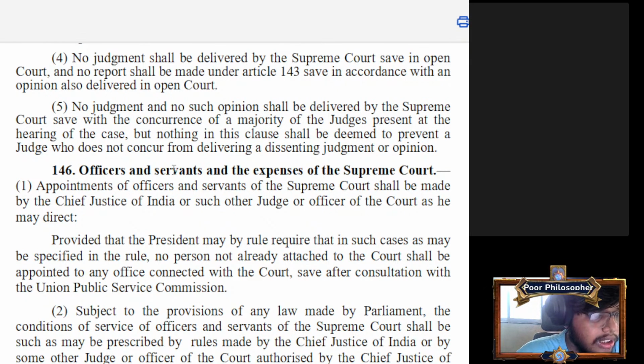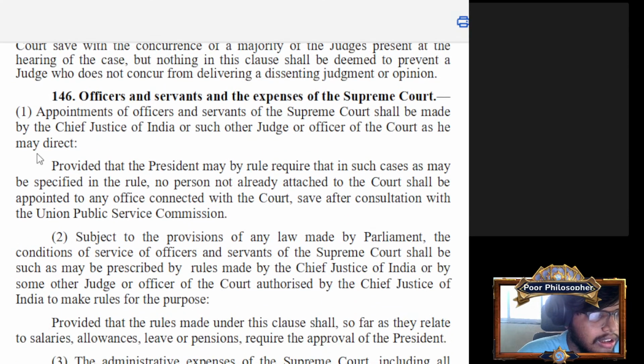146, officers and servants and the expenses of the Supreme Court. Okay, another useless clause. I mean, you should have written another book for that. Officers, servants, and the expenses of the Supreme Court. Yeah, there should have been another book.